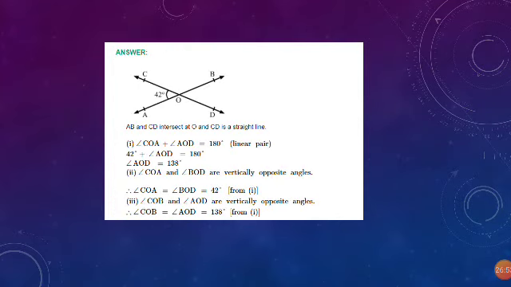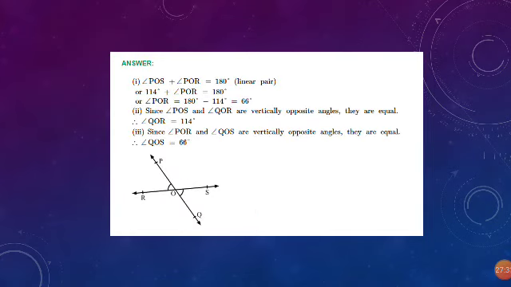AB and CD intersect at O and CD is a straight line. Angle COA plus angle AOD equal to 180 degree. That is a linear pair angle. Next, 42 degree plus angle AOD equal to 180 degree. So subtracted, 180 minus 42, we get a value 138 degree. Angle COA and BOD are vertically opposite angles, so angle COA equal to angle BOD. Angle COB and angle AOD are vertically opposite angles.